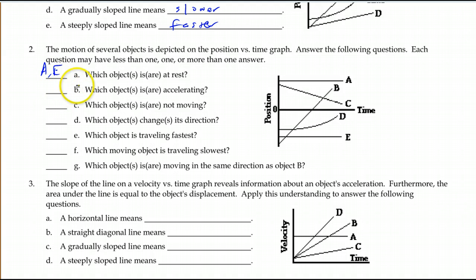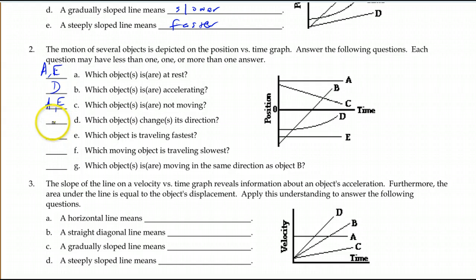If it's going to be accelerating, we need a curve. That would be a change in the velocity. So the only one that has a curve here is D. It's curving more and more positive as it moves in the negative direction. Which objects are not moving? Well, if they're at rest, that means they're not moving, so it's also A and E.